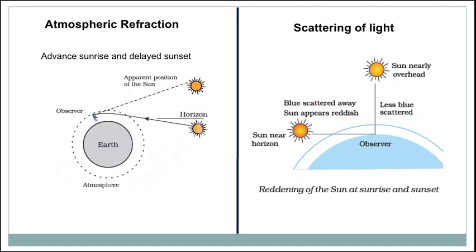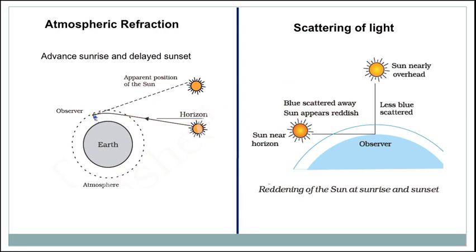Another example of atmospheric refraction is advanced sunrise and delayed sunset. This is again due to the change in the density of different layers. Light moving from a rarer medium to a denser medium tilts towards the normal, and away from the normal when it goes from denser to rarer. Due to this refraction, an observer can see an advanced sunrise or delayed sunset, which is actually about 2 minutes or 4 minutes before or after.